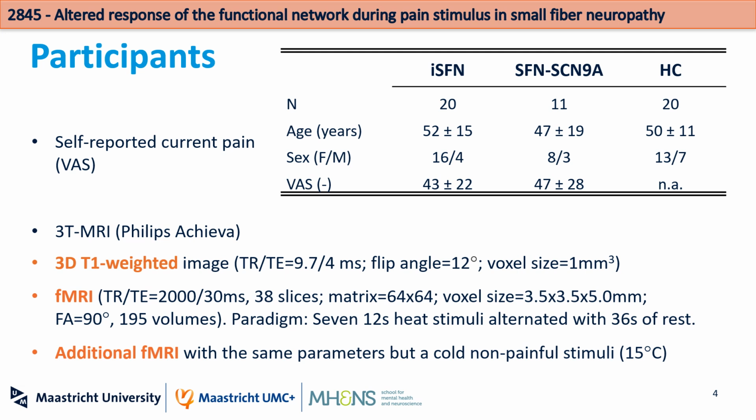One fMRI scan was with a heat stimulus, so we applied 7 heat stimuli of 12 seconds alternated with 36 seconds of rest. The second fMRI scan was similar to that, but the stimuli were not painful. So we could also assess the effect of stimuli which are not related to pain.